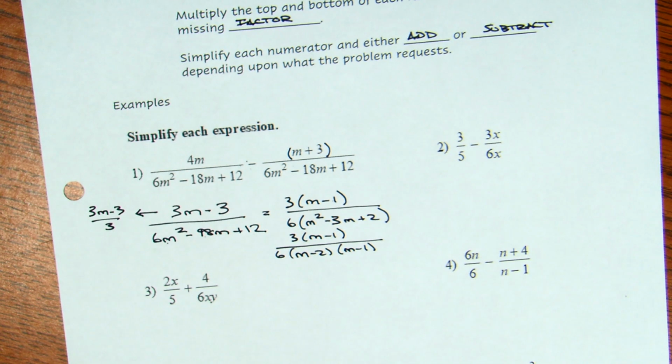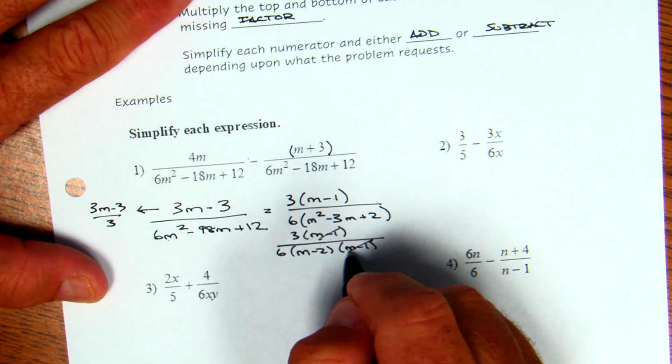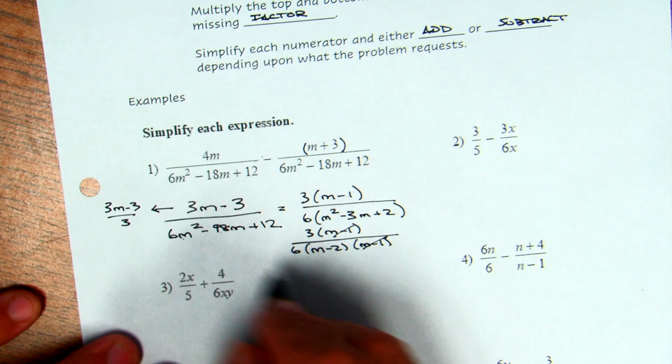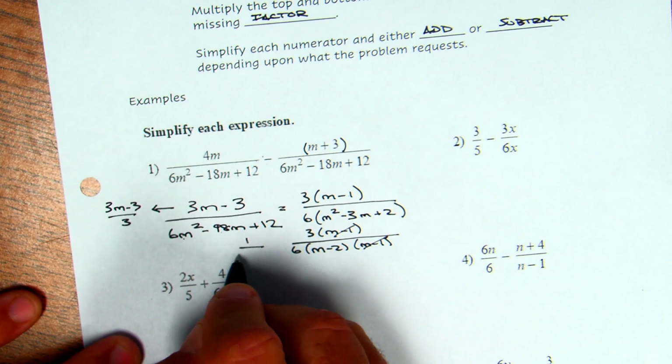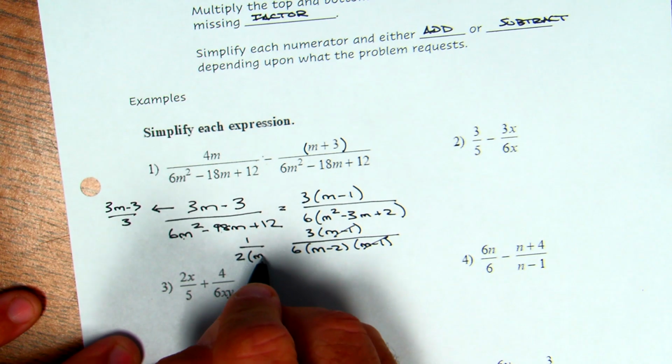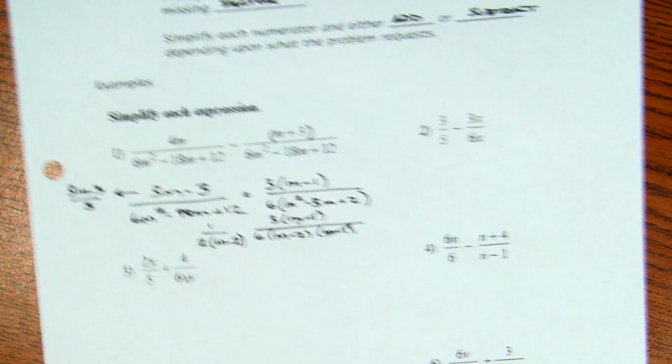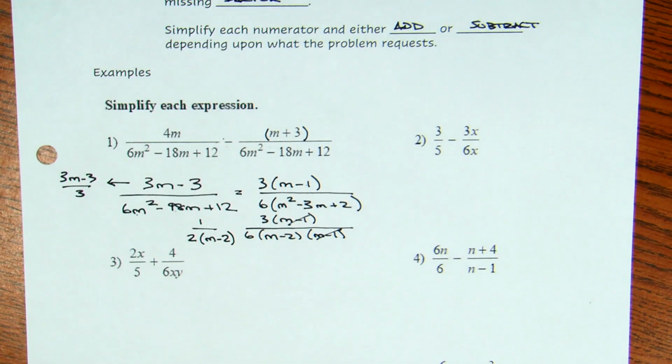What do the m minus 1s do to each other? Cancel out, good. Alright, now I look at the numbers, which is 3 and 6. What does 3 over 6 eventually reduce down to? 1/2. So I would have the 1 up top, the 2 on the bottom, and then what's left? M minus 2.